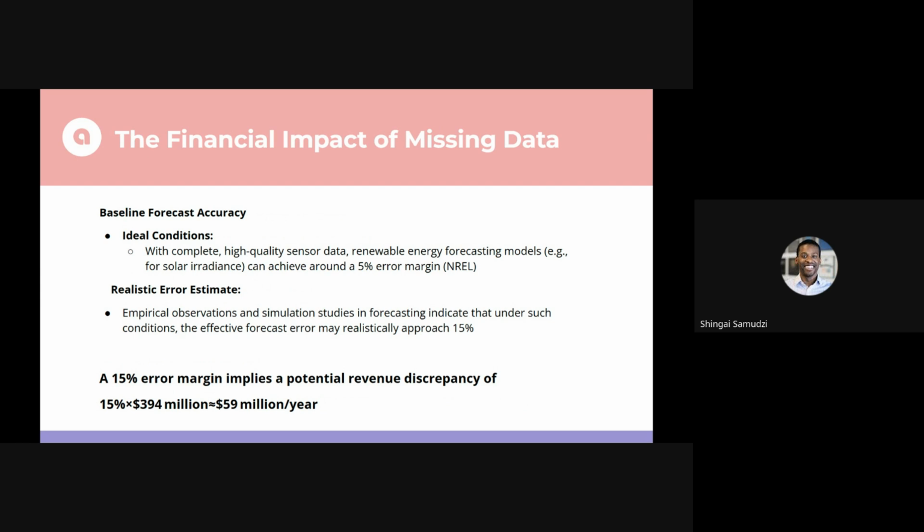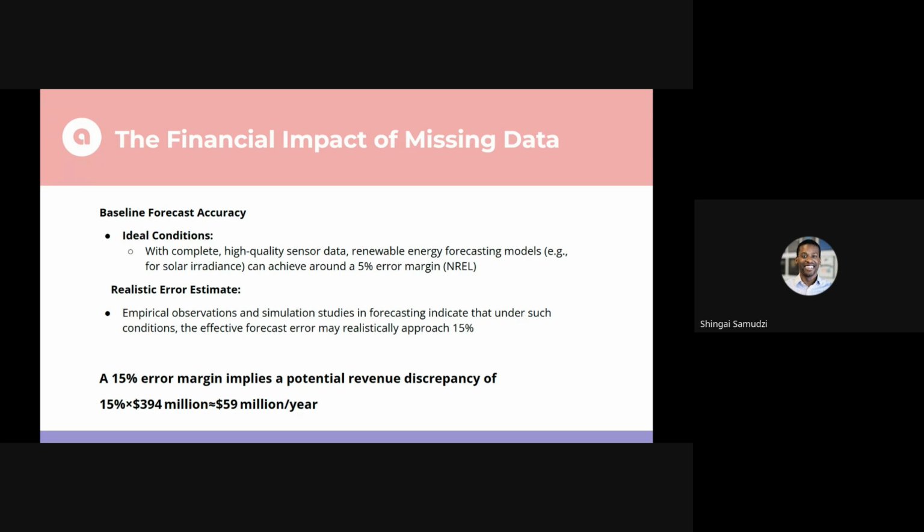So we look at NREL, which is an organization from the U.S. government. I think it's under the Department of Energy, that has a massive data set of electricity generation, of energy use, and more across the United States. And based on their estimates, with complete high quality sensor data, renewable energy forecasting models can achieve about a 5% error margin, or 95% accuracy rate, right?